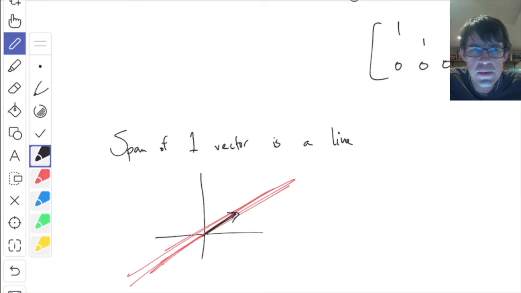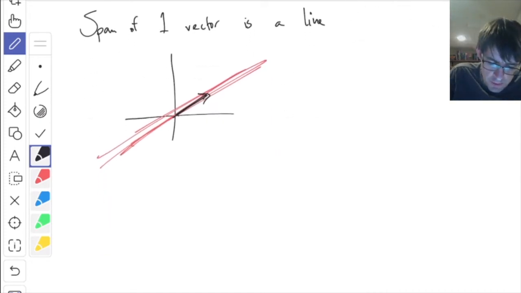Unless that vector is the zero vector, in which case you don't get a line. You get just the zero vector. You can't get a whole line from just the zero vector. What is the span of two vectors?